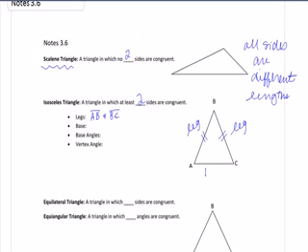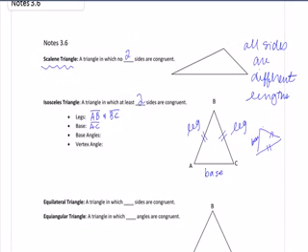The leftover side is called the base. So we'll write AC over here. And it's just a coincidence that it happens to be sitting on its base. For example, I could draw an isosceles triangle this way, and this would still be the base of the isosceles triangle.